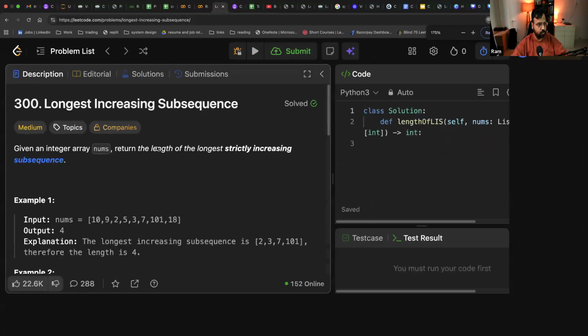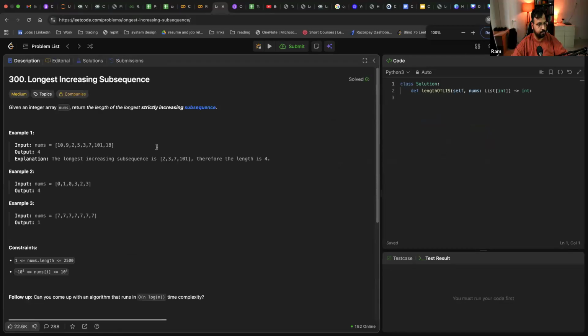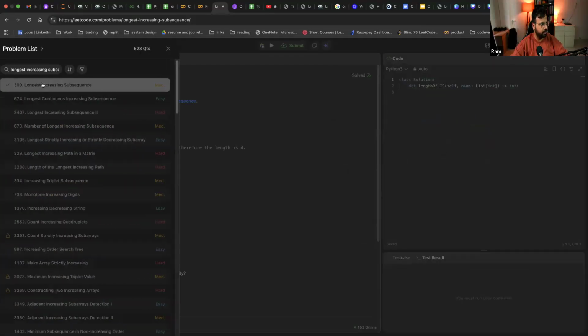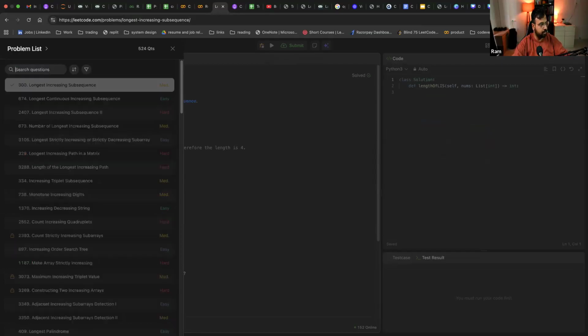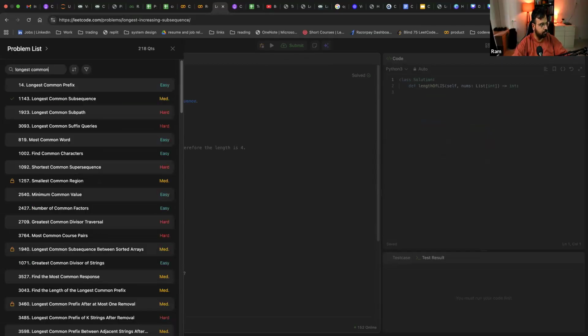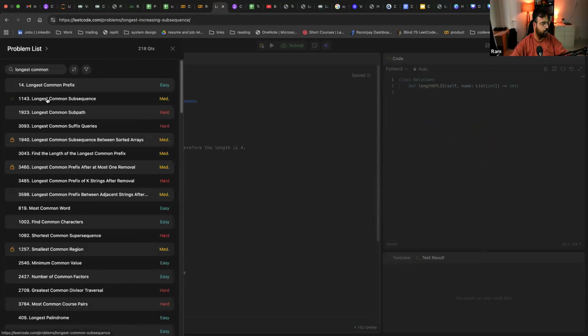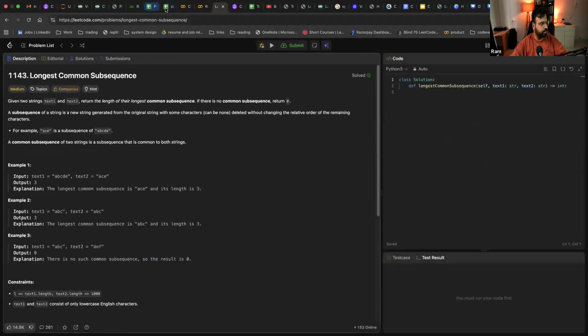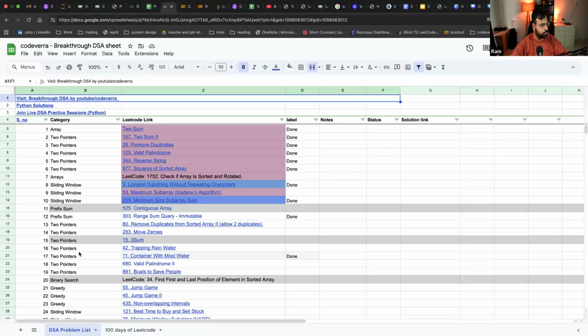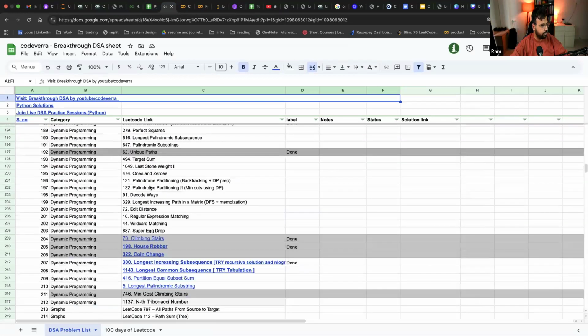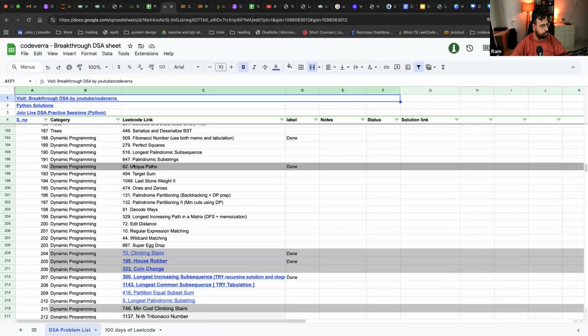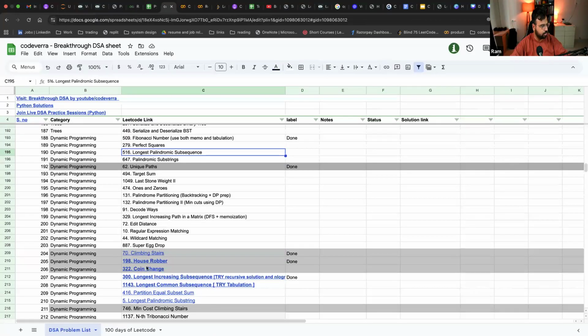Okay, so this is what we were trying to solve last time. Try to write the code for this. And there is one more good question, which is longest common subsequence. Okay, so we'll try to solve these two questions. These are there in our sheet also. If you go here to dynamic programming, these are the two problems. So we have solved, I think, few here. We have solved, okay, longest palindromic subsequence. This also we will do.